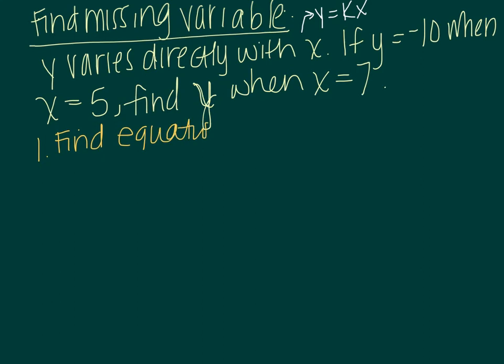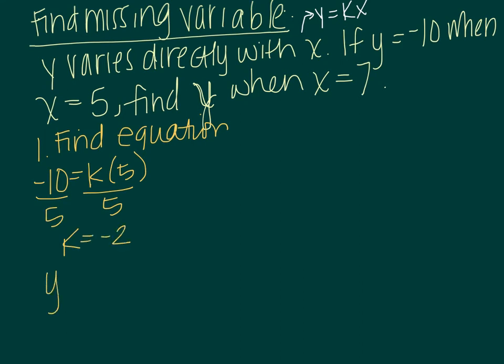Let's find that equation. So I'm going to say negative 10 equals k times 5. And I'm just going to divide both sides by 5. So I get k equals negative 2. So my equation is y equals negative 2x.